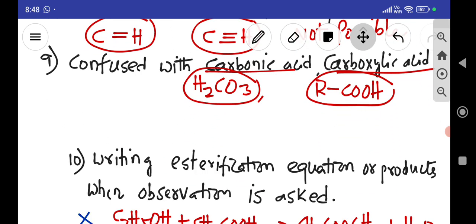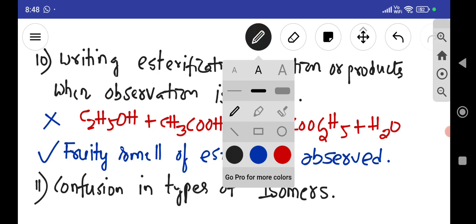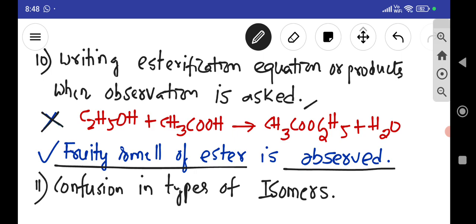Next, see, they'll ask observation based questions. Suppose they will say, if at all you are combining alcohol with the carboxylic acid, what is the observation? See, observation indicates that you have to mention fruity smell of ester is observed. This one, you should not write the equation.